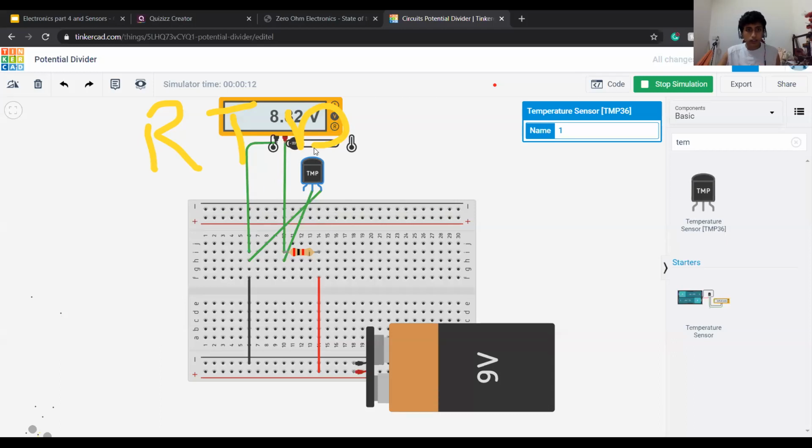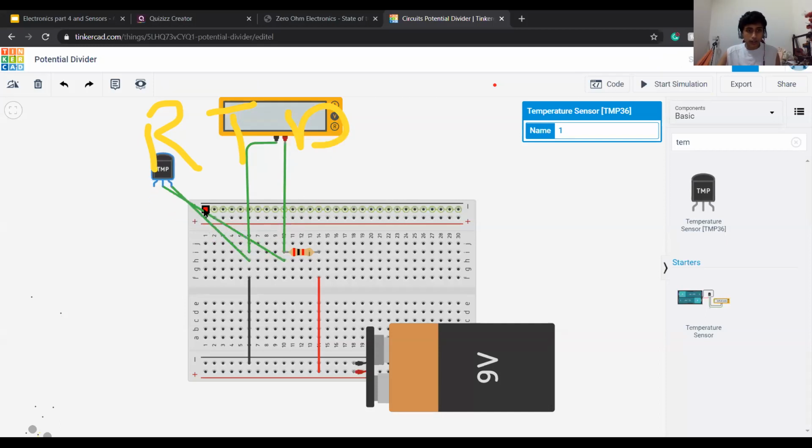Guys, 1 second. Sorry, the thing is slightly different. I expected a different kind of temperature sensor, so I'm just trying to figure out how this is going to work, or if it is going to work like this.